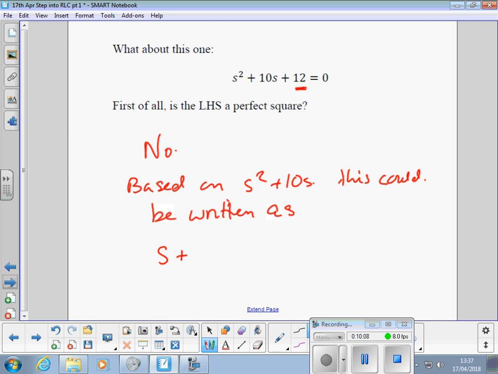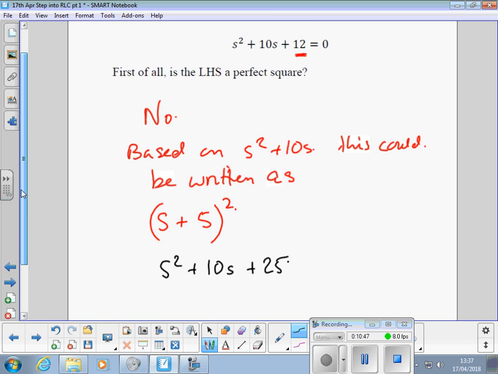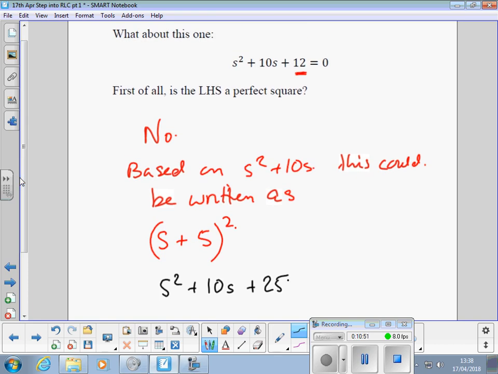S plus 5. So we could write that squared. And if we multiply that out, what do we get? S squared plus 10s plus 25. So what have we got to do to make it?